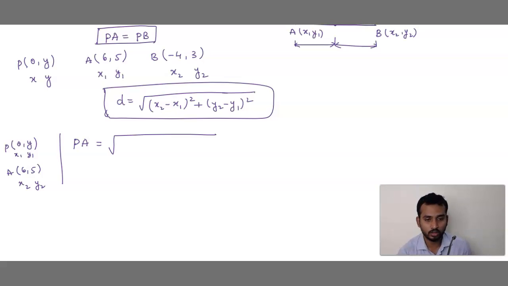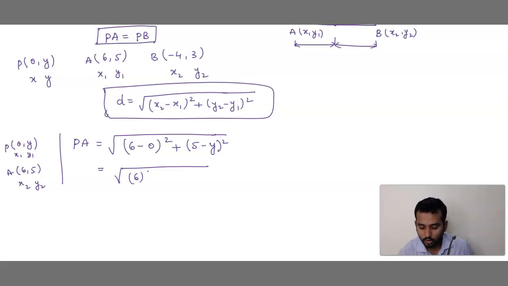x2 minus x1 whole square. So what is x2? 6 minus x1, 0, whole square plus y2, 5 minus y1, y only, whole square, is equal to root of 6 minus 0, that is 6 whole square, plus 5 minus y whole square. 6 square, that is 36, plus 5 minus y whole square. It is in the form of a minus b whole square, correct?